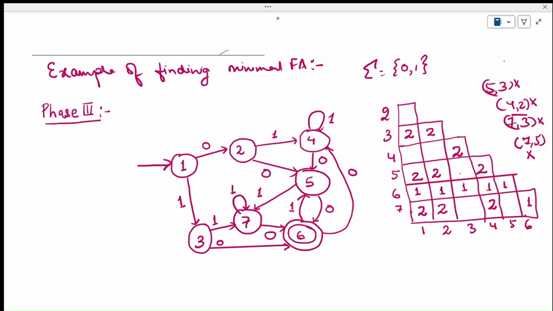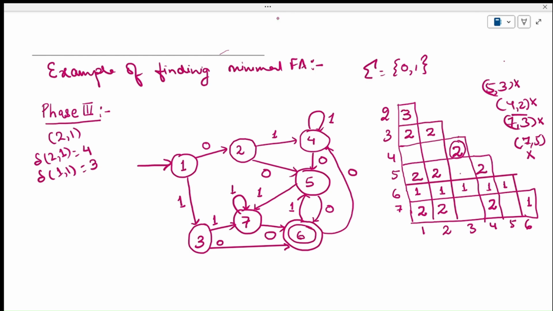Now we are in phase 3 of the algorithm. We'll again see 2, 1. 2 on reading 1 and 1 on reading 1. Check if 2 on reading 1 is going to state 4 and 1 on reading 1 is going to state 3. Check if 4, 3 is marked. Yes, 4, 3 is already marked. So I'll mark 2, 1. And since we are in phase 3, I will write number 3 here.